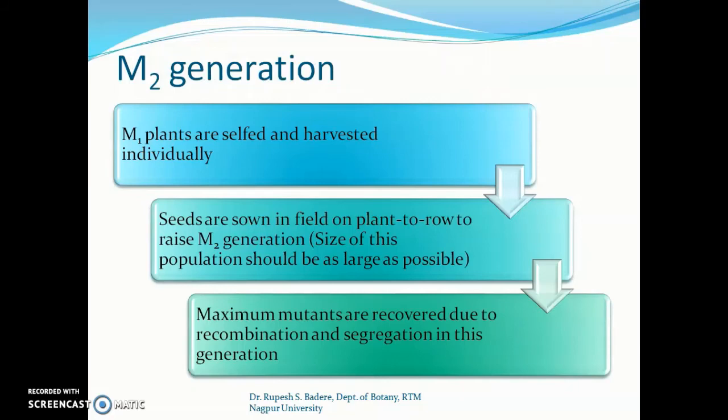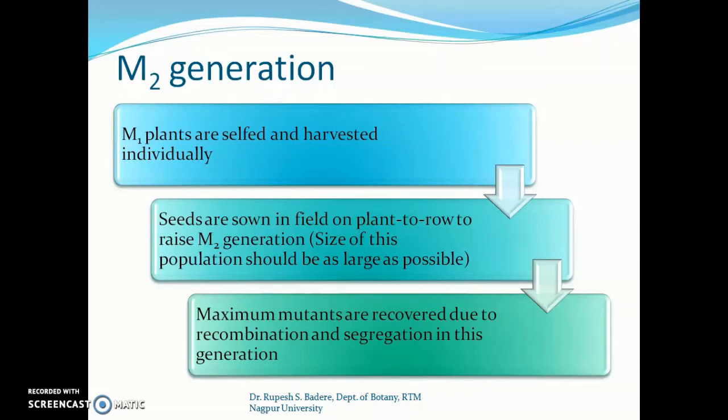So M1 generation plants are allowed to grow, they are selfed and harvested individually. Then the seeds obtained from these M1 plants are sown in the next season on plant to row basis. Here you have to keep the size of M2 population as large as possible. The larger you keep the M2 population, the more are the chances that you are able to isolate the mutant.